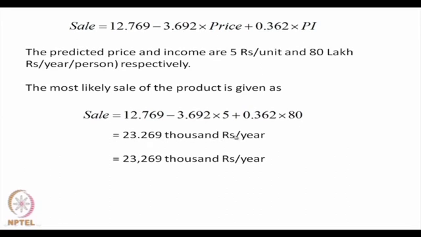23.269, in 1000 rupees per year. This 1000 is a mistake again, this should be just 23.269. Oh, I am sorry, there is a problem here. It is not responding very fast. I must be careful.